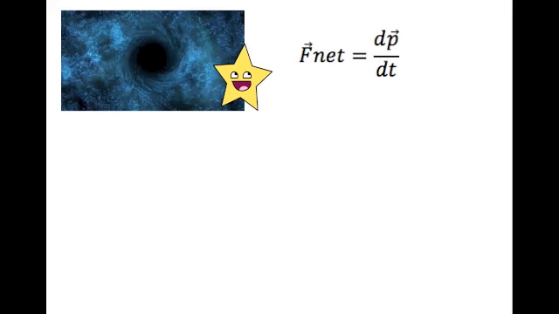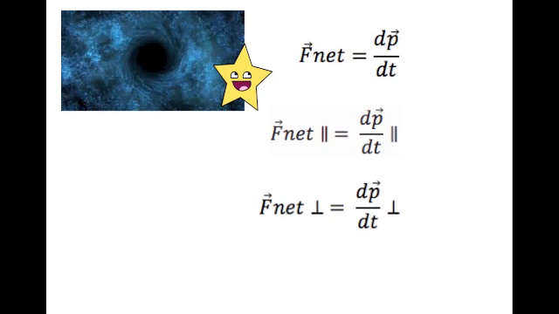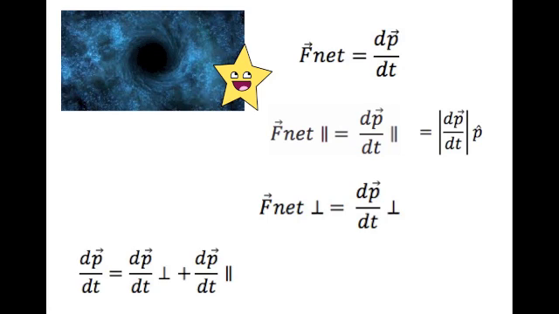The only force acting on the star is the black hole, and because F net equals dp over dt, F net parallel equals dp over dt parallel, and F net perpendicular equals dp over dt perpendicular. The value of dp over dt parallel is the magnitude of dp over dt multiplied by p hat, and since dp over dt equals dp over dt perpendicular plus dp over dt parallel, then we know that dp over dt perpendicular equals dp over dt minus dp over dt parallel.